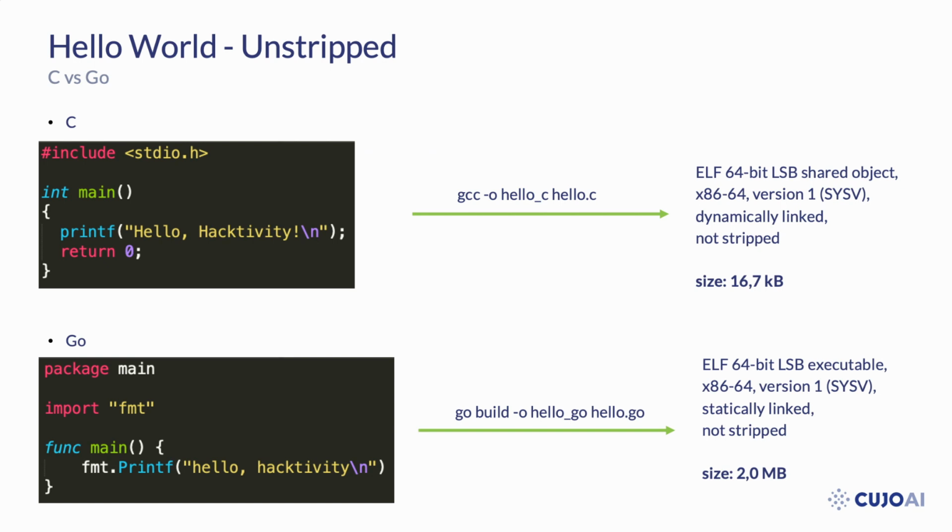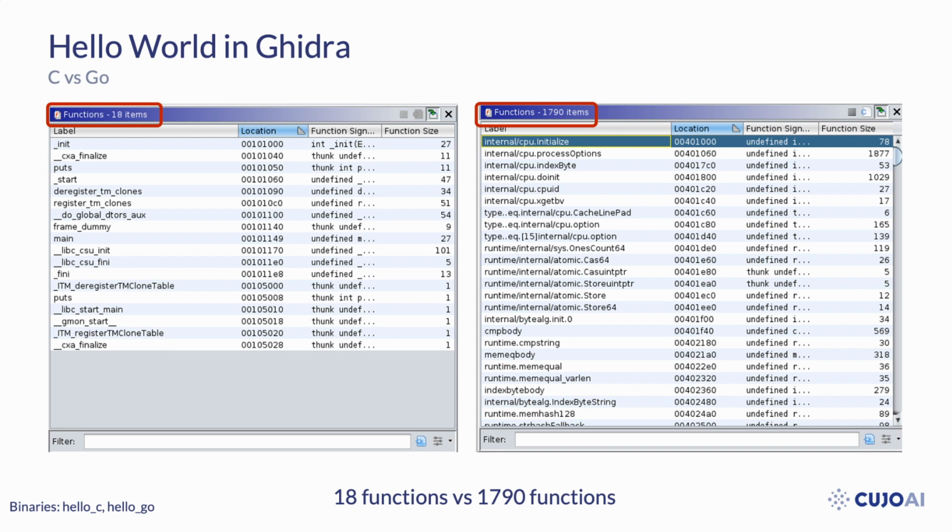So let's compare two simple hello world programs. One was written in C and the other one is written in Golang. And after compiling, the difference in size is remarkable. Also note that these are unstripped binaries. After our hello world programs are put in Ghidra, the first thing we spot is that the C program has 18 functions recognized by Ghidra.